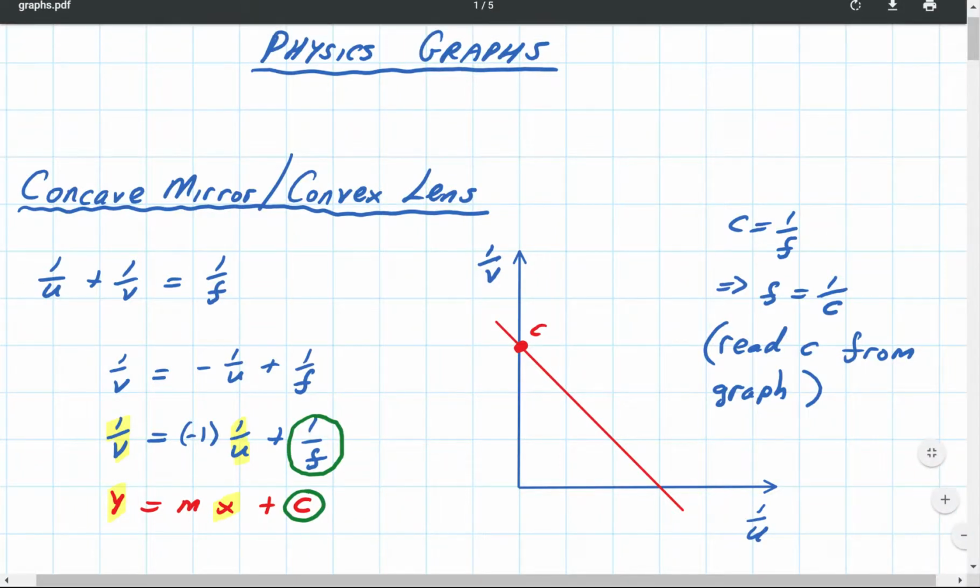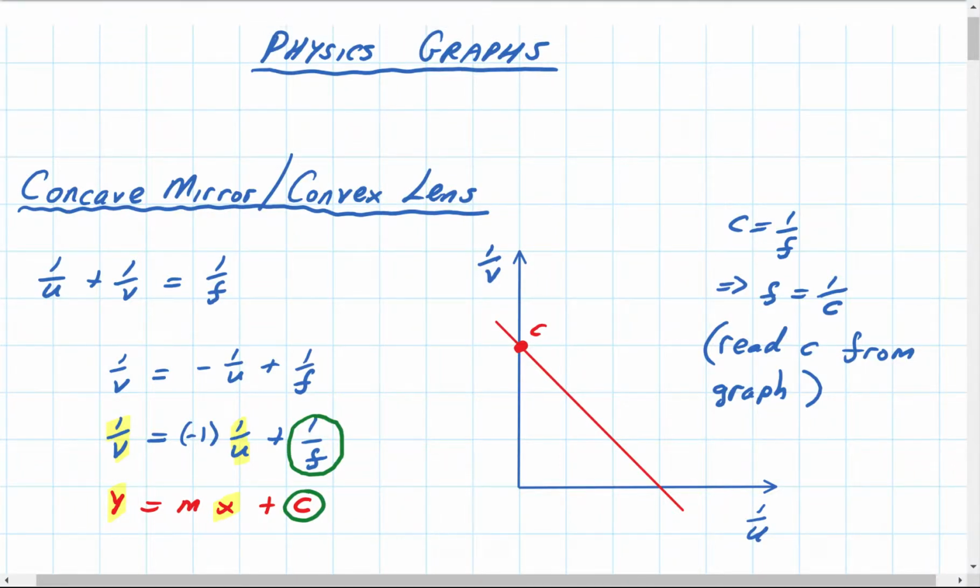In this lesson, I want to talk about the graphs in section A of the physics paper. In particular, I want to talk about the trickier graphs, the ones that cost people marks normally. And the first of these is the graph on the concave mirror or the convex lens. It's a similar graph in both experiments.